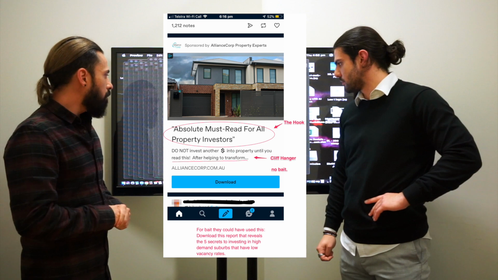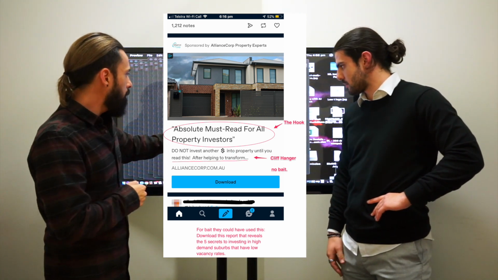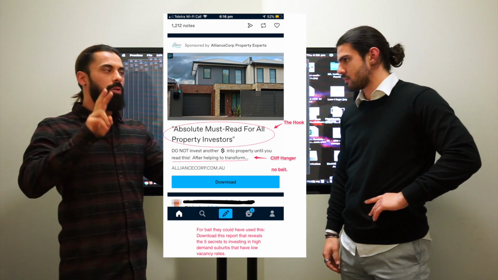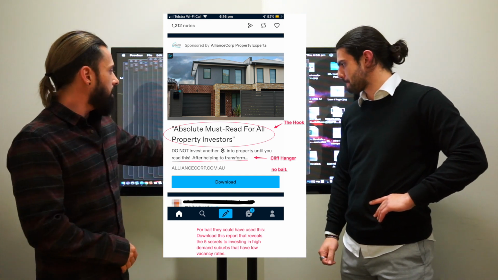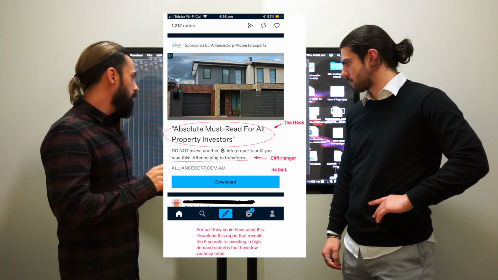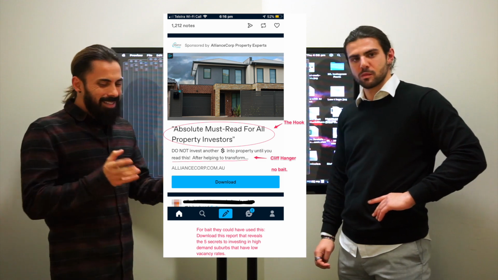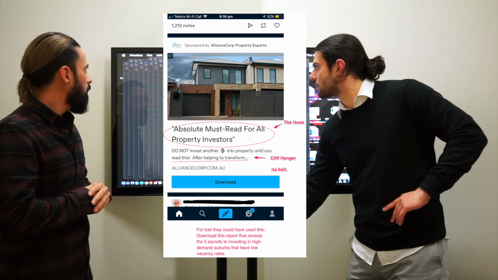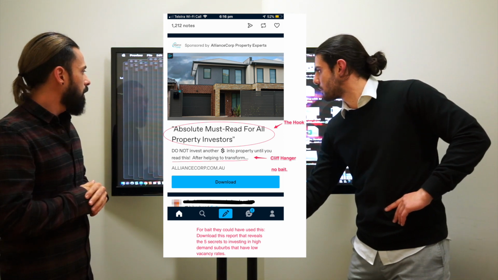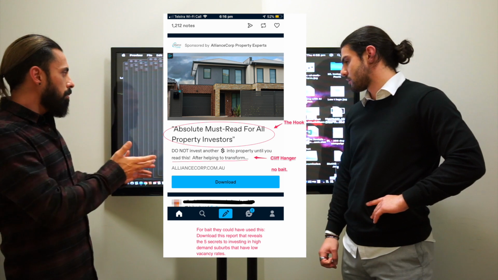Absolute must read for all property investors. Again, absolute genius. If you're a property investor, you're going to want to read it. Must read. Must read. Do not invest another dollar into property until you read this after helping to transform. This is a bit questionable. We'll go to the next slide, which reveals the audit. But if you have a look, I'll let you audit this one, Nick.